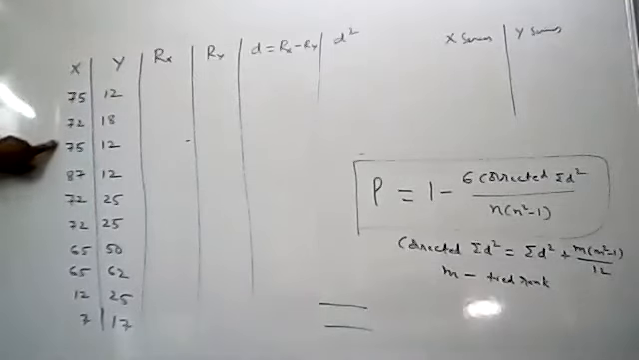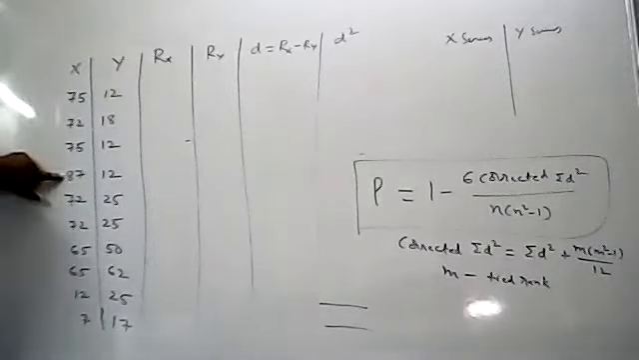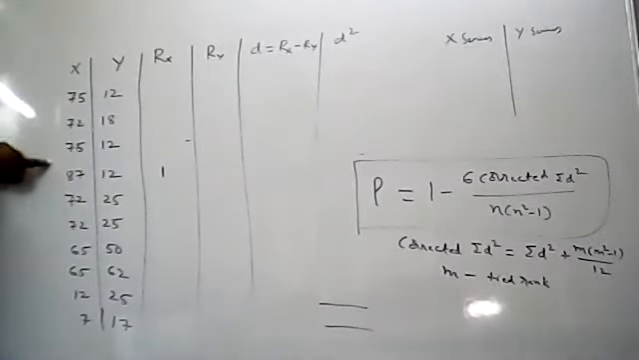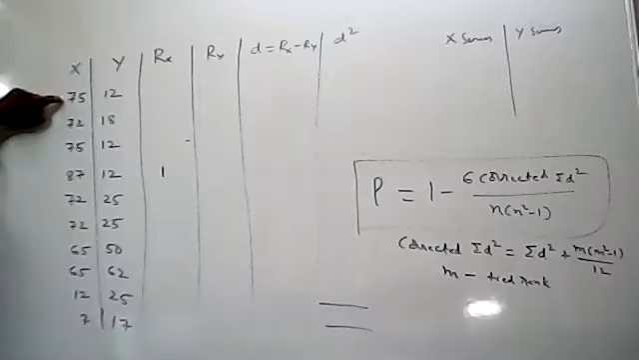Now go for the highest value. What is the highest value in this one? The highest value is 87. How many times is 87 there? Only one time. One time means there will be no problem. Directly assign rank number 1. Next highest value: after 87, what is the next highest value? 75 is the next highest value.